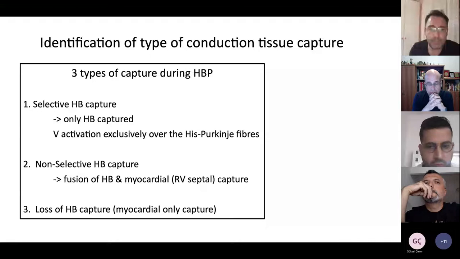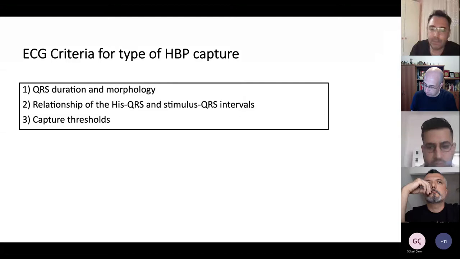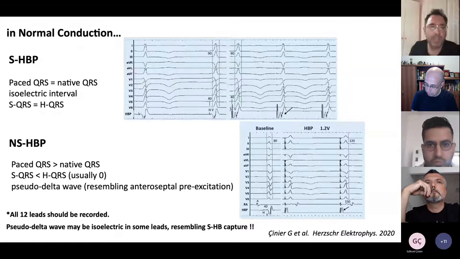The criteria to see which type of capture we have are the QRS duration and morphology, the relationship between the His-to-QRS and the stimulus-to-QRS intervals, and of course, the capture thresholds. In these examples, in the first tracing, we have selective His bundle pacing where the QRS interval is equal to the native one.